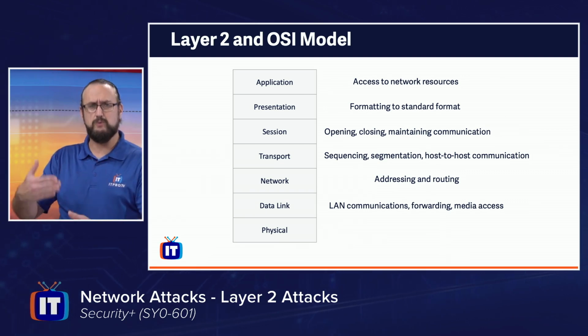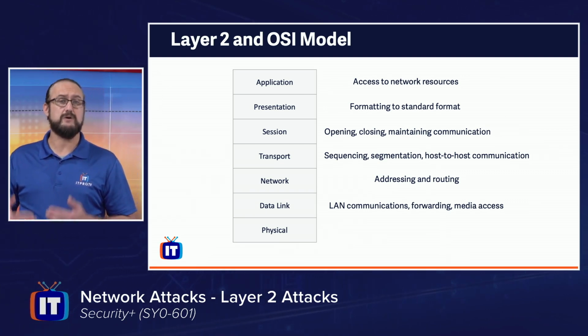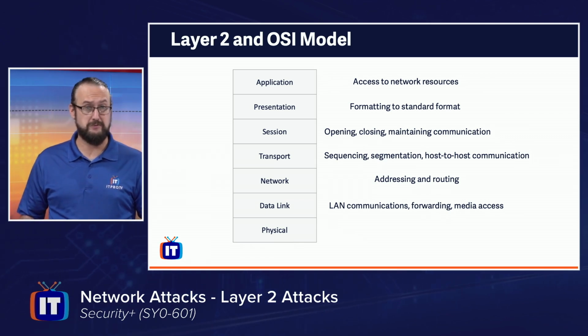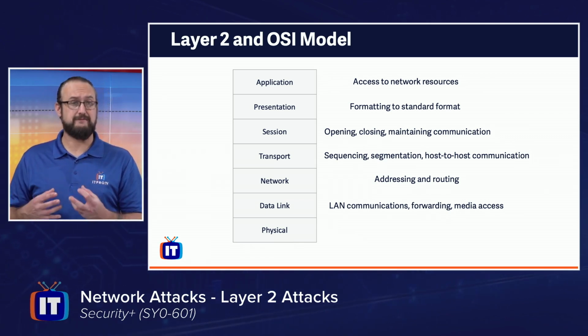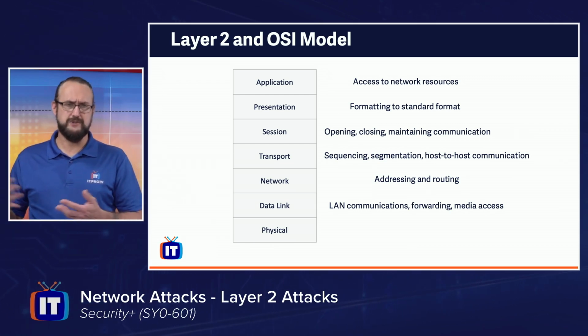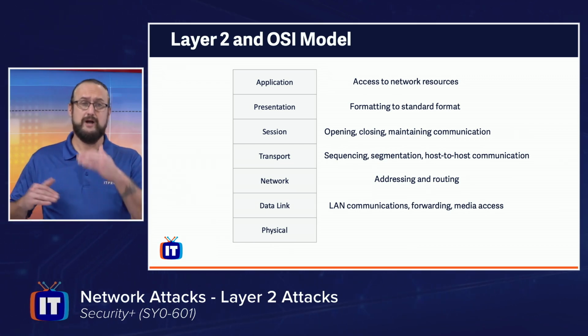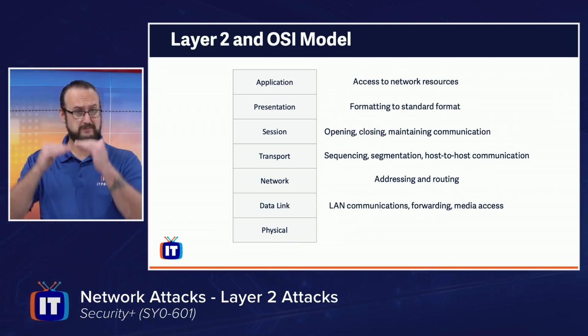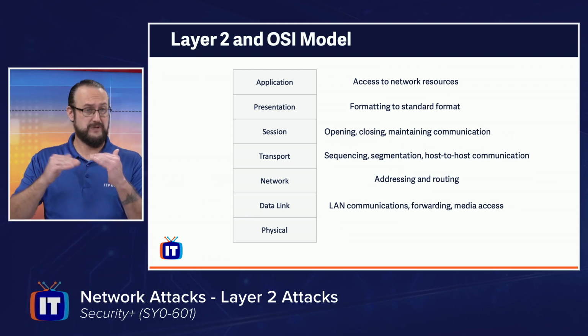Data link layer, this is where we're actually within our local area network. We're using things like our MAC address, if you will, that unique address that identifies the network adapter and by association the computer that it's installed on. And our switches use this information to forward traffic between ports.